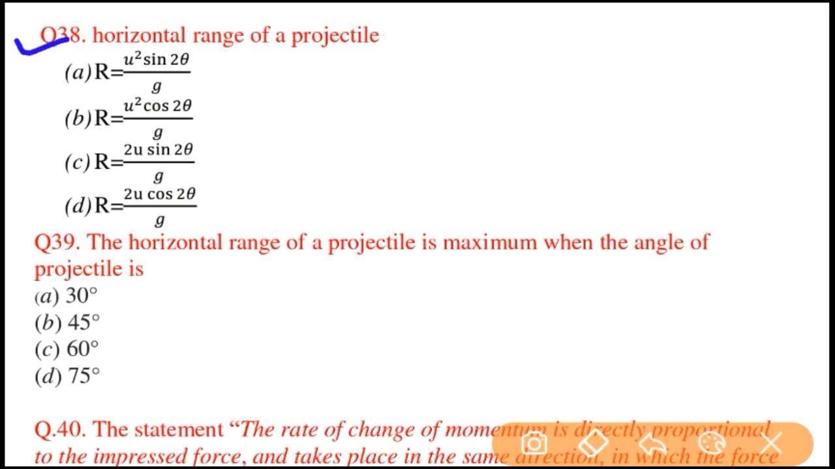In the next question, horizontal range of a projectile motion is given by, we know that the horizontal range of a projectile is given by u square sine 2 theta by g. Option A will be the correct answer.